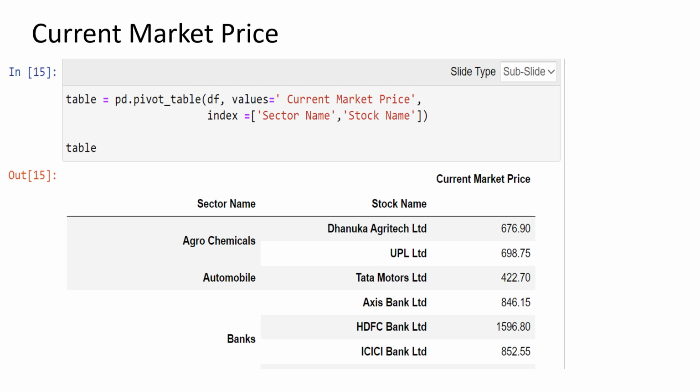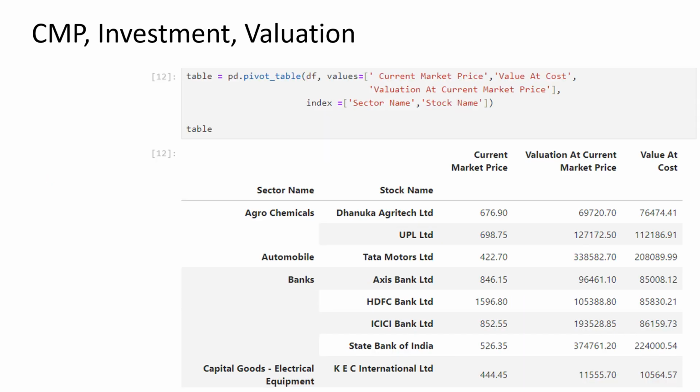As usual, I have called the pivot table function of Pandas. So this is the table where the primary key is sector. Under each sector, it will display the stocks available. In this case, in agrochemical, there are two stocks, Dhanuka and UPL. In the automobile field, there is only one stock, Tata Motors, and in bank, there are three stocks. And in the cell values of the Pandas table, it will write down the current market price.